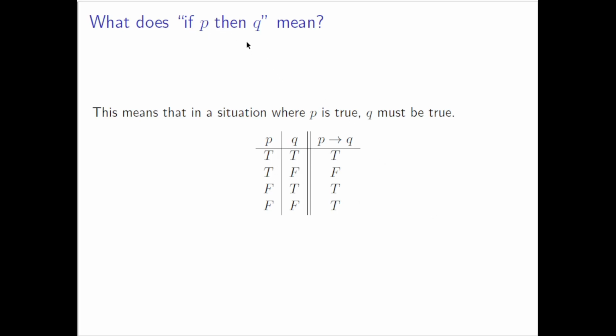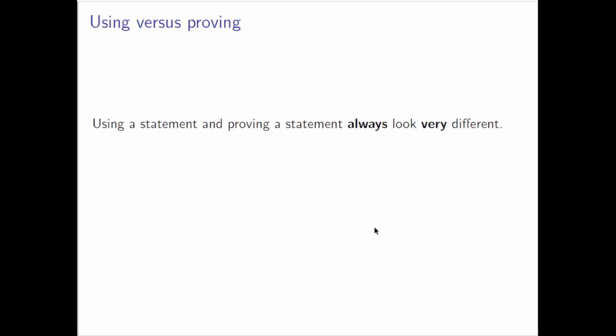Okay, so that's what if P then Q means, and based on that, we should talk about using if P then Q versus proving if P then Q. Now, using a statement and proving a statement always look very different. That's true for an if-then, that's true for an and statement, that's true for an or statement, that's true for a for all, that's true for a there exists. It's always the case. So you should always look at the statement you have and ask, do I need to use it? Do I need to prove it?